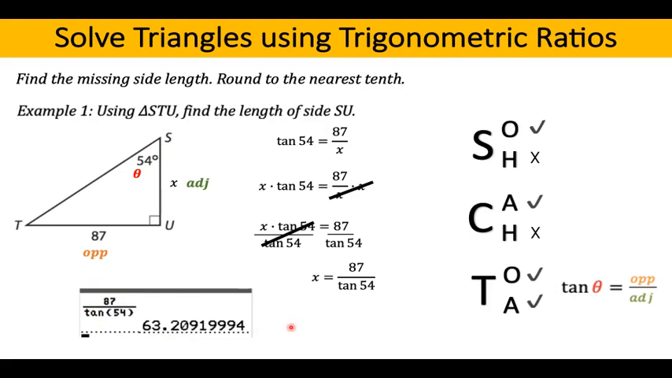63.209, and it continues, but notice we are rounding to the nearest tenths place. So the tenths place is 1 after the decimal. Look behind, and if it's 5 or more, it makes it round up. Otherwise, it stays the same. So 63.2 for side SU, that is our answer.